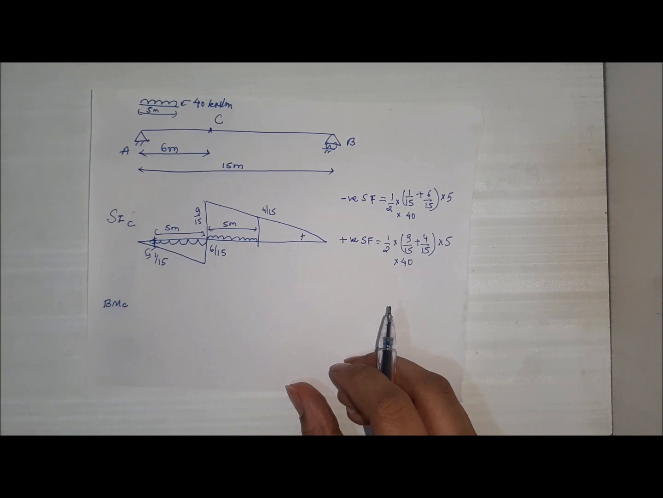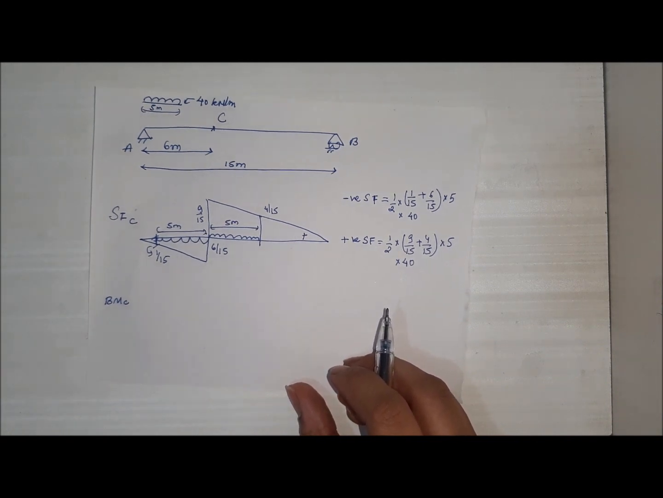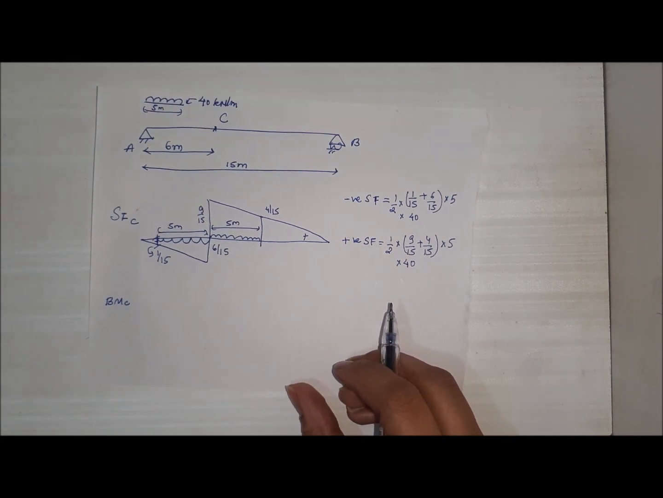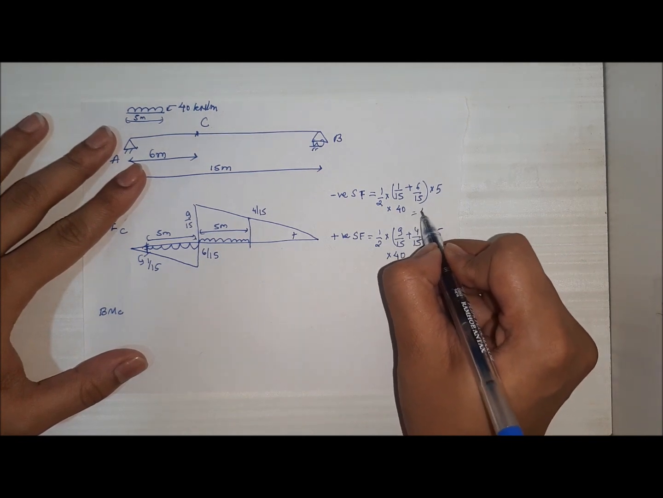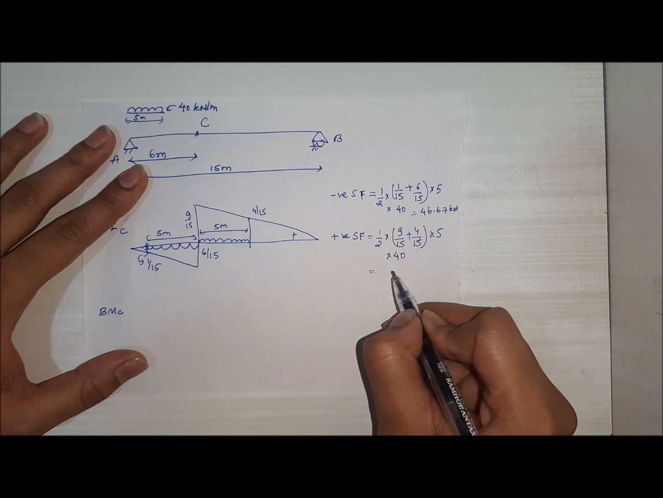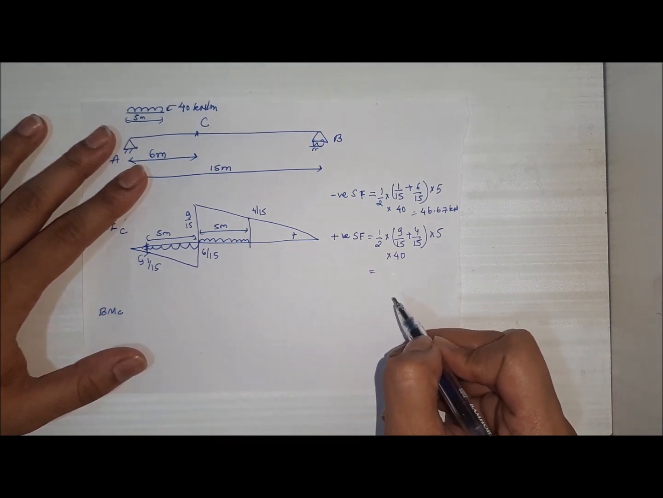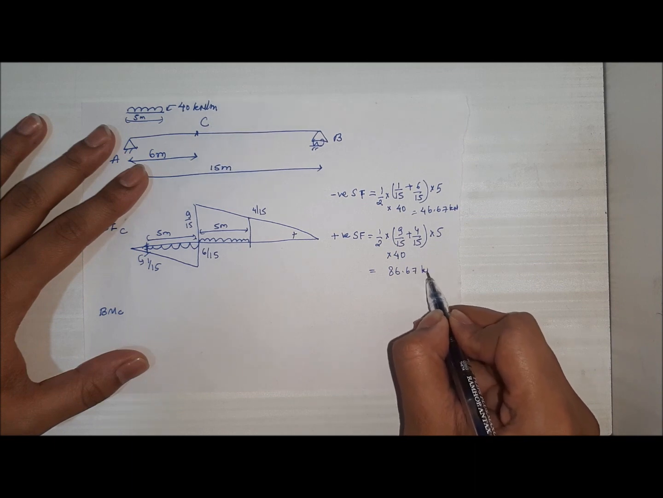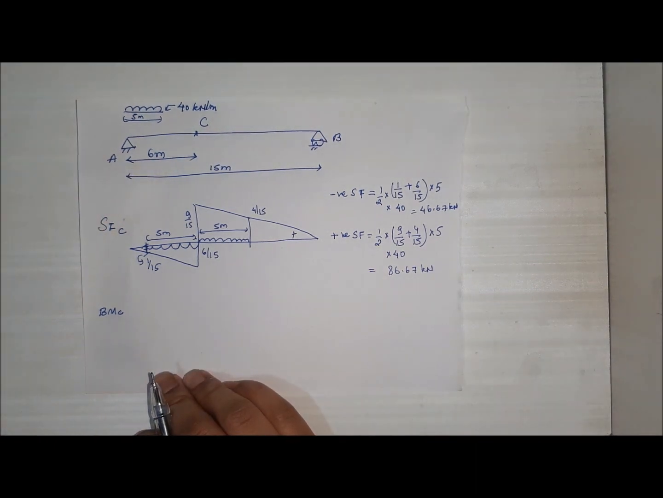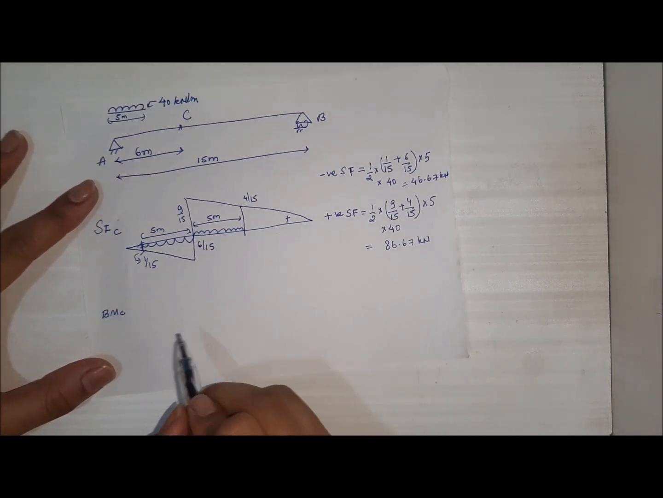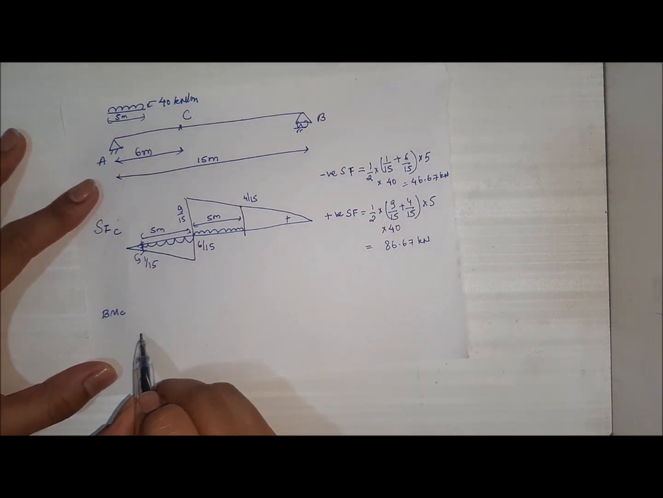So these will provide us the values for the different shear forces, negative and positive. The negative shear force we get as 46.67 kilonewton and the positive shear force we get as 86.67 kilonewton, right? Now we have been asked to find out the bending moment at the section.